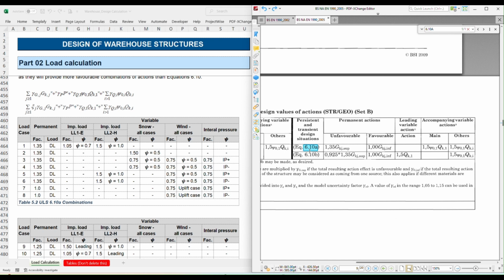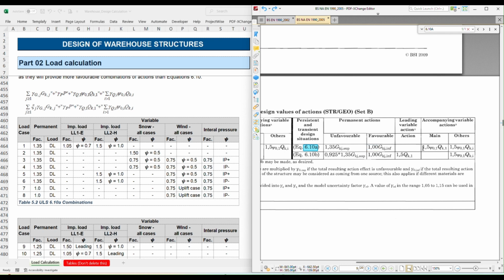So this equation 6.10a, the permanent load for unfavorable condition is 1.35 and for favorable it is 1. That is what we have considered here: up to 1 to 6 we are considering as unfavorable, and 7 and 8 are favorable in the left hand side Excel.